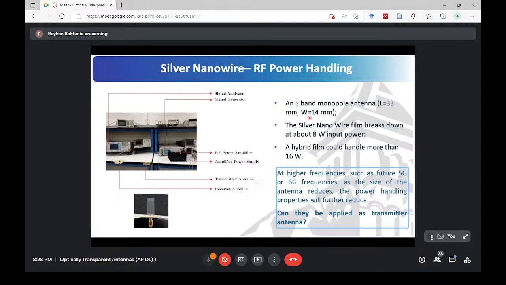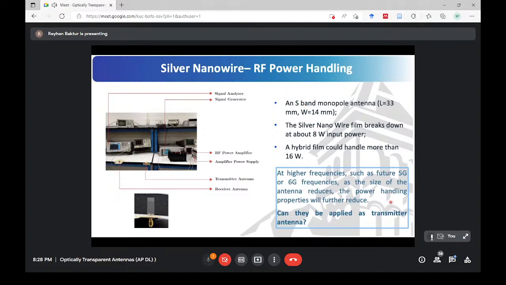This is what we got here, and I gave you the geometry of the monopole. The silver nanowire film melts at about 8 watts of input power, which is still not bad, right? But a treated film, a hybrid film, can handle 16 watts, so it's higher. You might say even 8 watts is not bad. It's true, but notice that we tested in S-band.